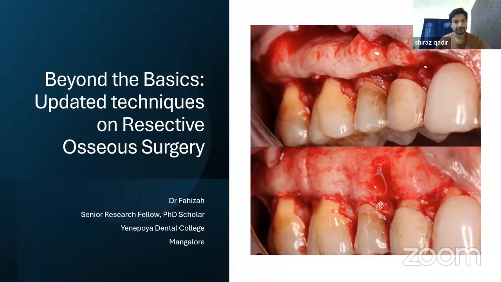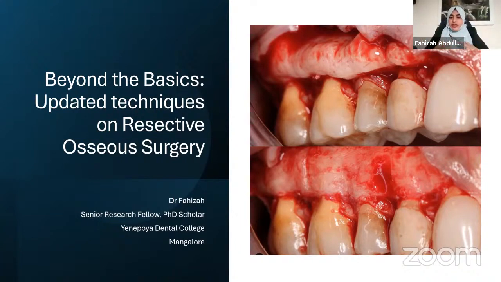Okay, so we will be talking about the basics of resective osteosurgery. Let's revisit what the techniques are and what the available chances of having a resective osteosurgery are in daily practice. We will cover the basics today, and the updates which have happened in the past few years about this technique.